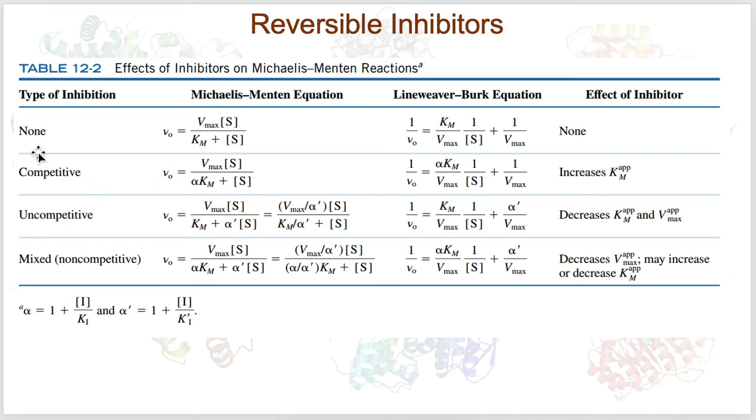For example, competitive inhibitors increase the Km value, uncompetitive inhibitors decrease both the Km and Vmax, and mixed or non-competitive inhibitors decrease the Vmax but may increase or decrease the Km. So in the case of competitive, Km increases. In the case of uncompetitive, both Km and Vmax decrease. In the case of non-competitive, Vmax decreases but Km can either increase or decrease.